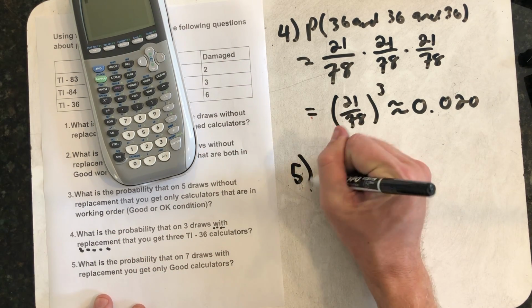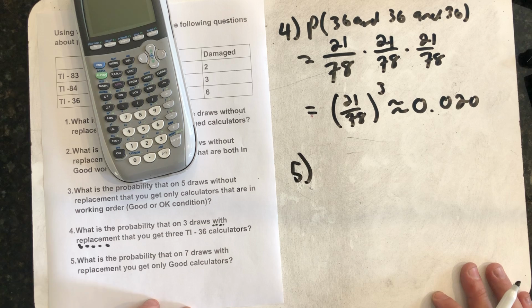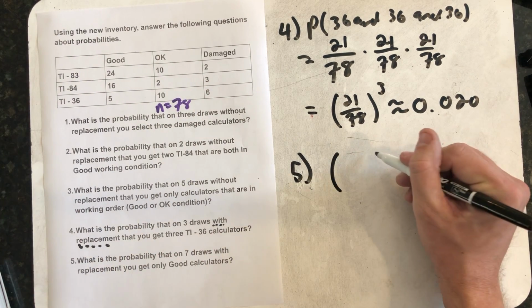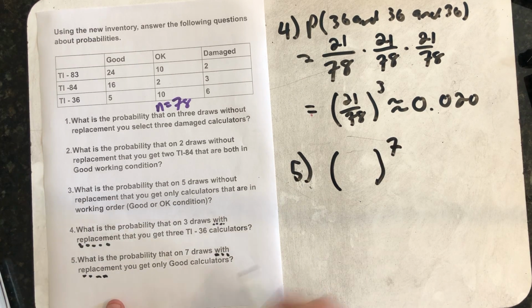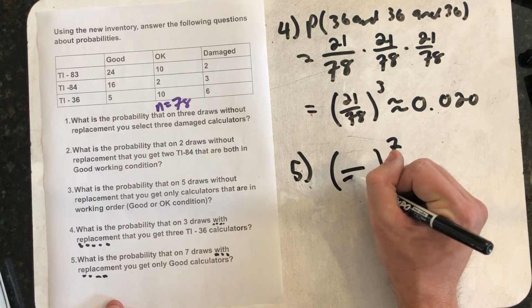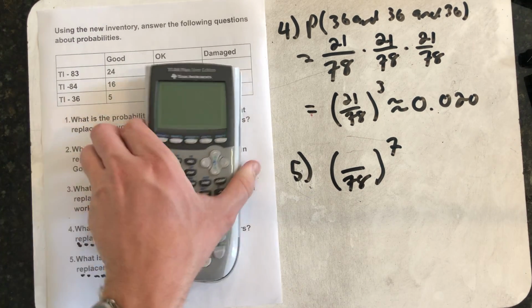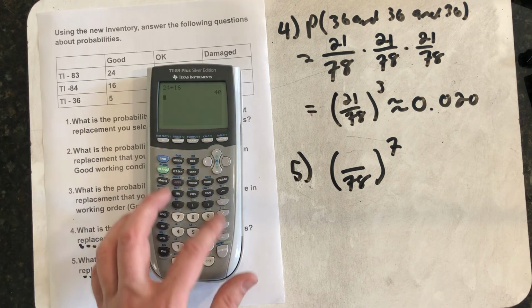With this idea of exponentiation, number 5 is a little easier than it might seem at first. What is the probability that on 7 draws with replacement that you get only good calculators? So I'm taking 7 draws because I'm doing it with replacement. Every time I go in, I have the same probability of getting a good calculator. I know there's 78 total. I just need to know how many are good. 24 plus 16 plus 5 is 45.